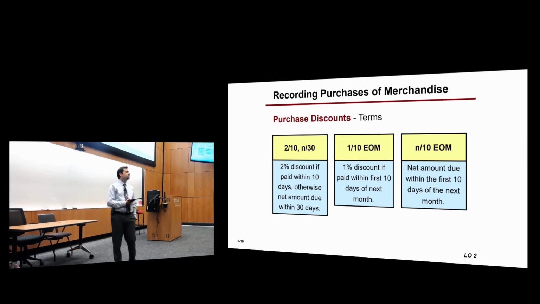And then you have net 10, n/10 EOM, which means that you have to pay them within the first 10 days of the end of month. Sometimes it just says n/30. That means there is no discount. In the last one here, you have no discount.